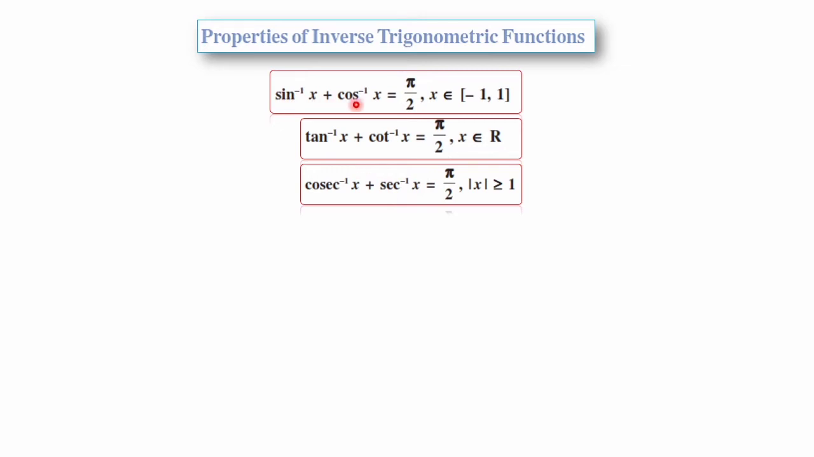Sin inverse x plus cos inverse x is pi by 2. The sum of tan inverse x and cot inverse x is also pi by 2. Finally, cosec inverse x and sec inverse x sum also pi by 2. So we have to recall all these formulas for solving the next few problems which we will be discussing from the next slide.